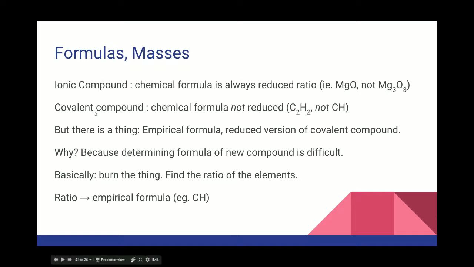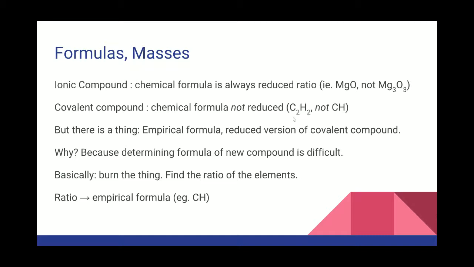For a covalent compound, the chemical formula is not reduced. You have to show all the atoms because it's not a ratio. It's actual connections between individual atoms. Okay? This is a formula representing a ratio. This is a formula representing an actual individual molecule. Okay? But there is a thing called an empirical formula.